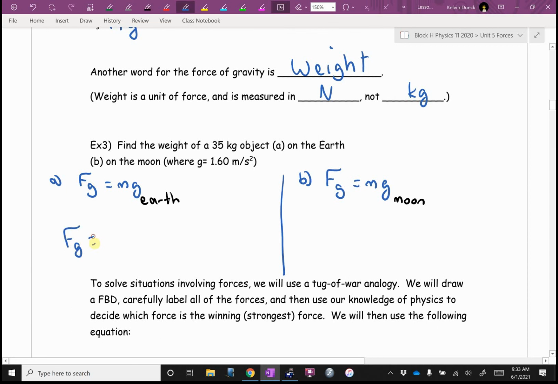Braden, what's the mass in this question? What's g on the Earth? You've probably memorized this. We're not going to include the negative because we're just finding a magnitude right now, but it's 9.8. What is 35 times 9.8? I could probably do this in my head. It's going to be 350, take away 343. Double check me. 340. Yeah.